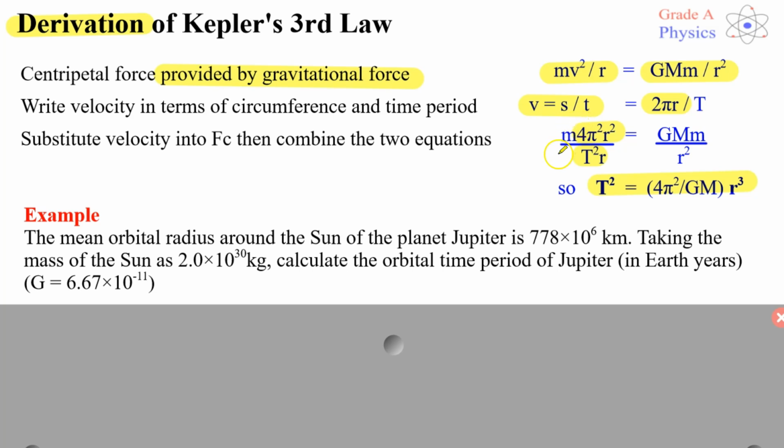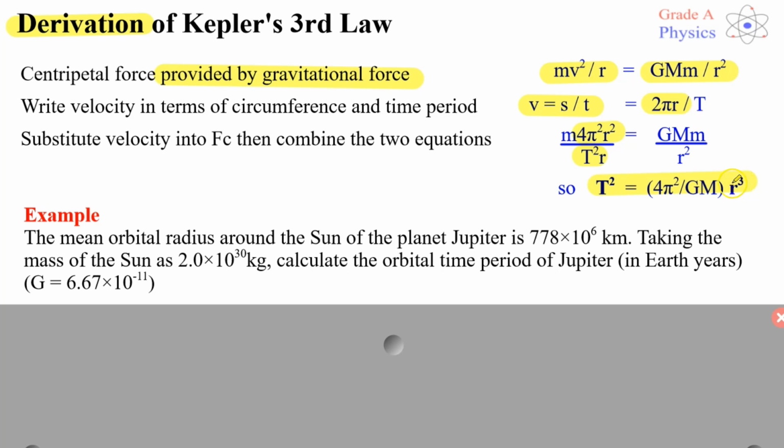We've got little m, we can get rid of that. We've got an r squared and an r, that gives us r on the top. R squared gives us r cubed. And I think that's all tidied up. So we can make T the subject, so bring the T squared from the bottom to the top. So T squared is equal to 4 pi squared over GM, big M, times r cubed. So this is our algebraic derivation of Kepler's third law. The T squared is proportional to r cubed.